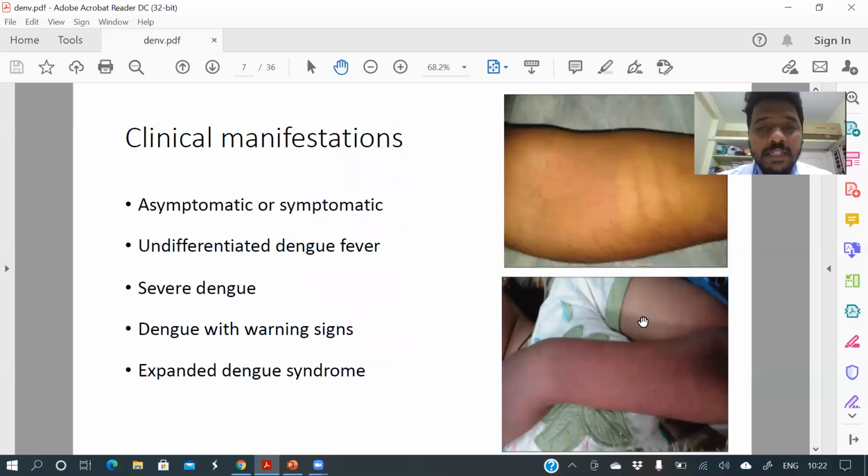So, clinical manifestations. There is a varied range of clinical manifestations with dengue. It manifests from asymptomatic or symptomatic undifferentiated dengue fever, to dengue with warning signs, severe dengue, and expanded dengue syndrome. We will be looking at each in the coming slides.